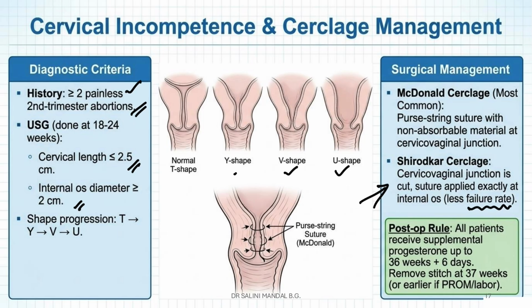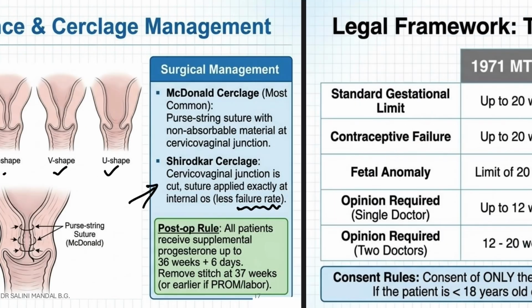Okay, so remember, along with this, we are supposed to give progesterone, like Susten and all that. We are supposed to give them up to the 36th week plus 6 days, because after the 37th week we can do a premature pre-labor rupture of the membrane and then induce the labor and then deliver the baby.